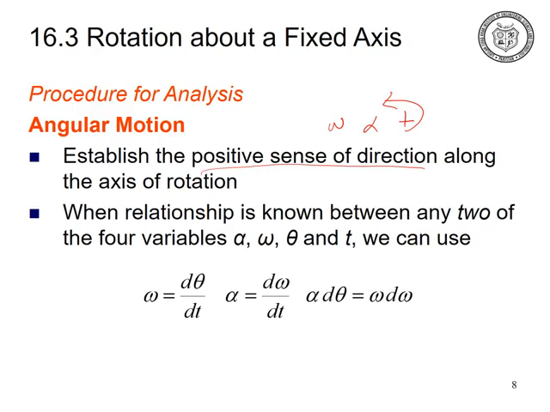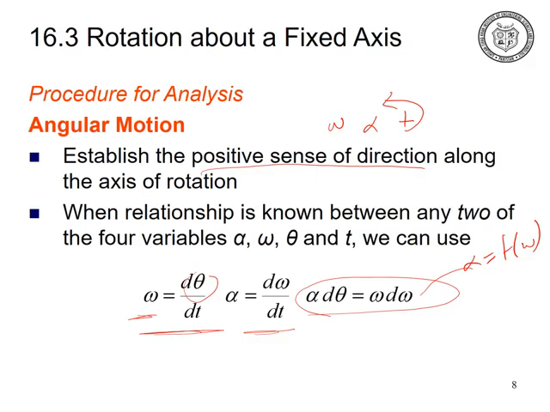So after establishing the positive sense of direction, use the relationships for the angular velocity, angular acceleration, angular position, and for when the angular acceleration becomes a function of angular velocity. The equations will be omega equal to d theta by dt, alpha equal to d omega by dt, and alpha d theta equal to omega d omega. This last relationship will be used when alpha is a function of angular velocity.